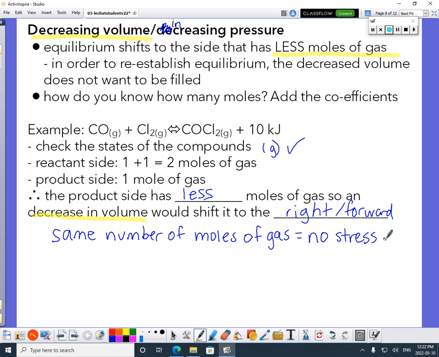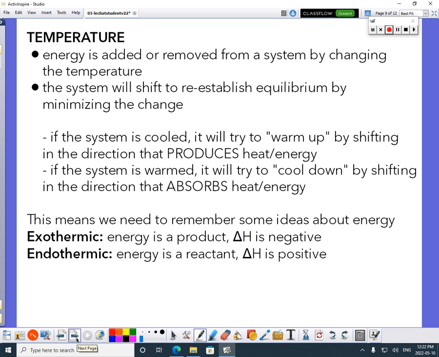Temperature requires the most brain power, and it requires you to remember some ideas from thermochemistry. The overall stress and the shift are pretty straightforward. If you add energy or warm the system up, then it needs to cool it down. If you cool a system down, then it needs to warm up. So that part of it is straightforward.